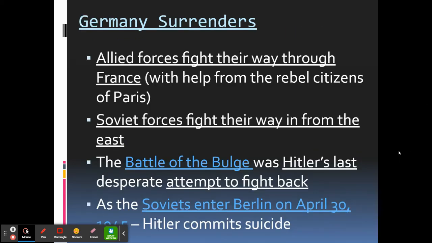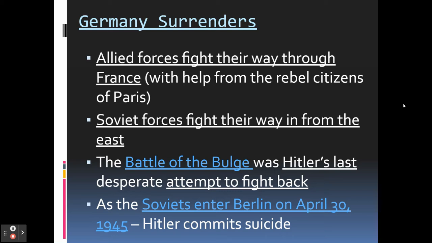All right, now what's underlined is important. As usual, you should be in the section Germany surrenders, and you want to write down Allied forces fight their way through France. So when you made your map, Germany had already fought partially through France, and they controlled all the way to Paris. Now, citizens are going to help do this, but the Allied forces, Americans and the British, they're going to push their way through, even Canadians. And so they're going to push their way back through France and push the Germans back.